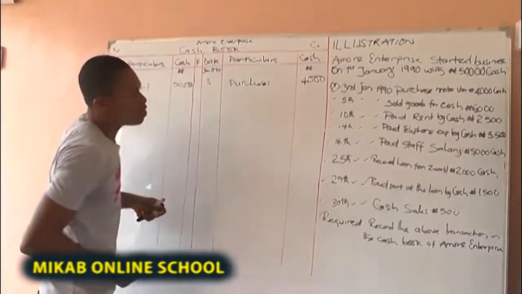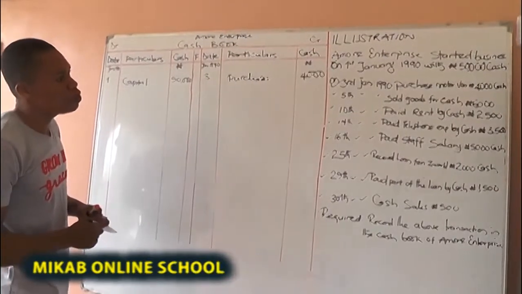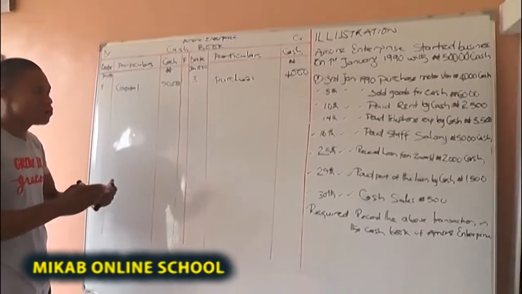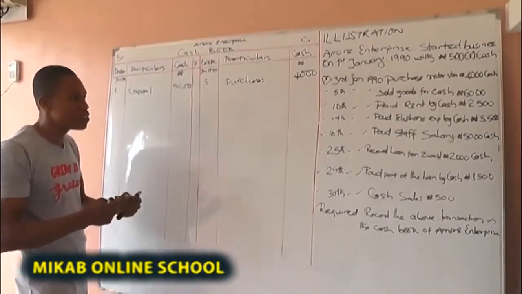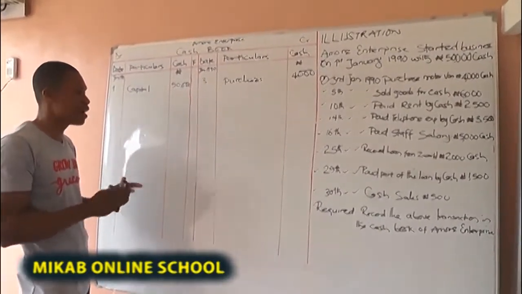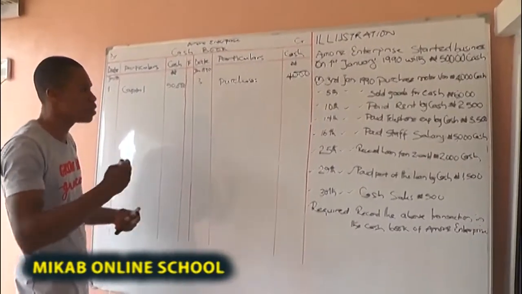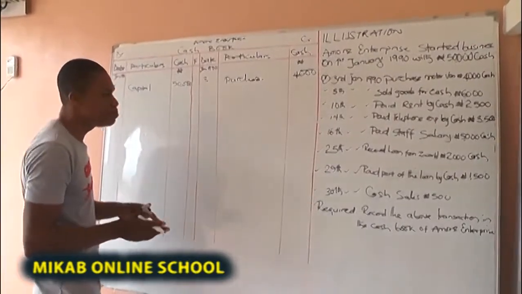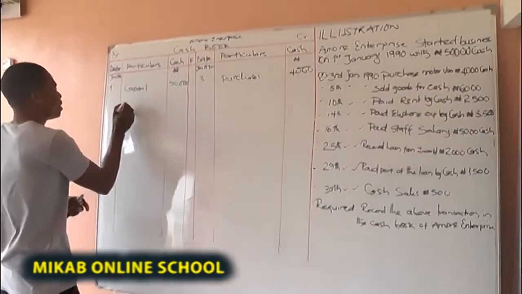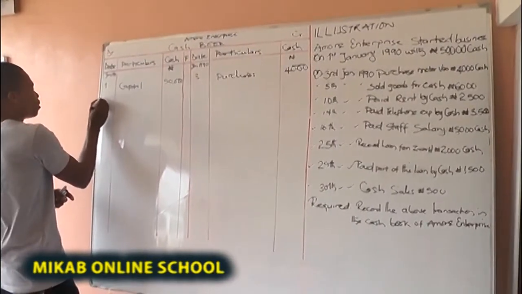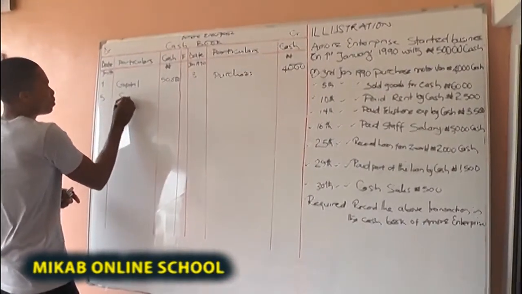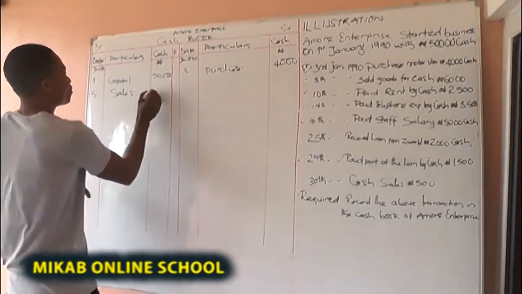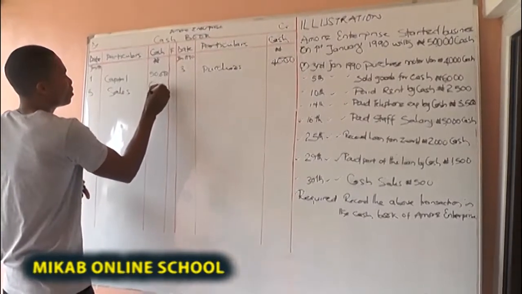This has been solved. The next one will be on the 5th, sold goods for cash. Now you are selling goods and cash is being received. Don't forget, our emphasis is on what? Cash. Cash is received and goods is going out. Now that cash has been received, the rule says we should what? Debit value in. You write sales. What is the date? 5th. On the 5th, sales. How much? The value there is 6,000 Naira. So you record your 6,000 Naira.